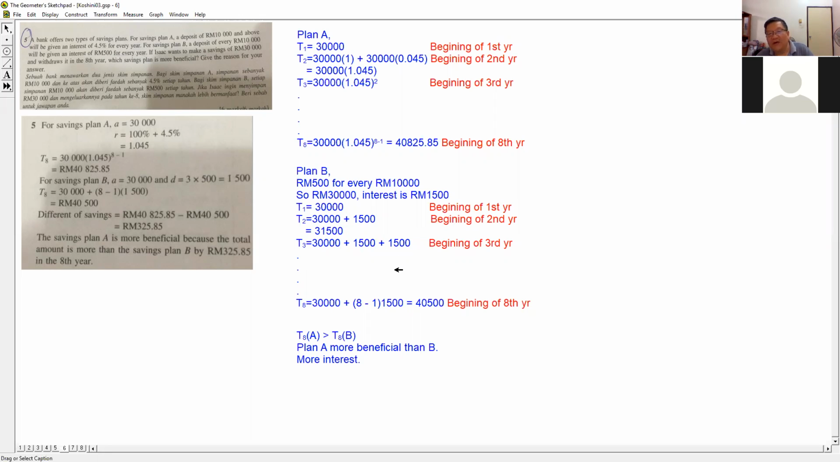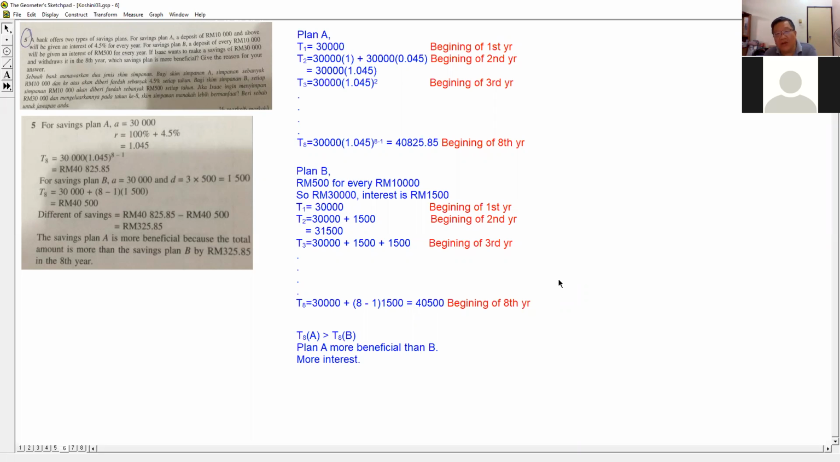Fourth year, you have 34,500. Can you see the increase there, Liu Ying? Can you see the increase? Every year it increases by 1,005? Yes. Now, the total you have inside the bank is always 30 plus throughout all these years. From number 1 until number 7, throughout all these years, you have 30 plus.